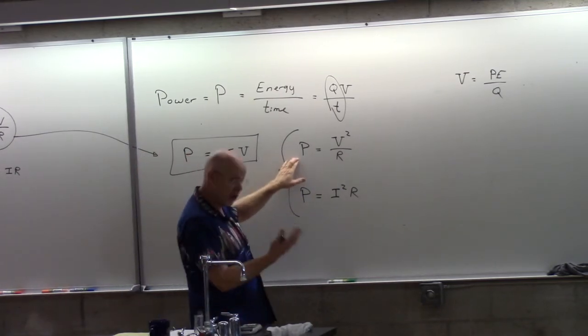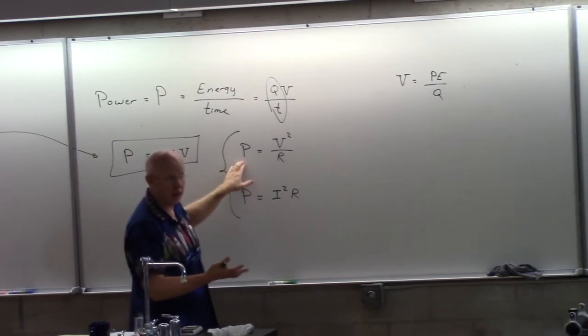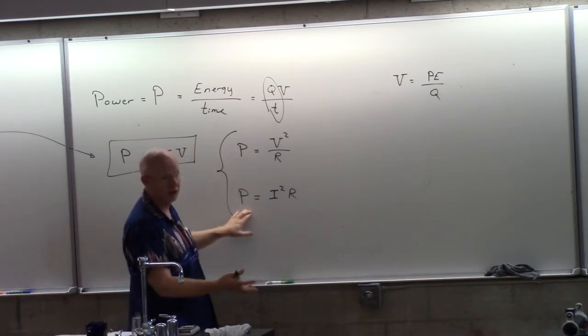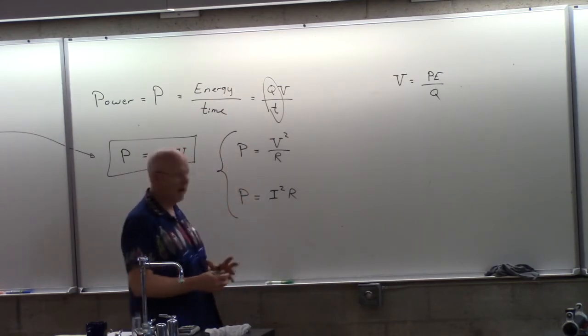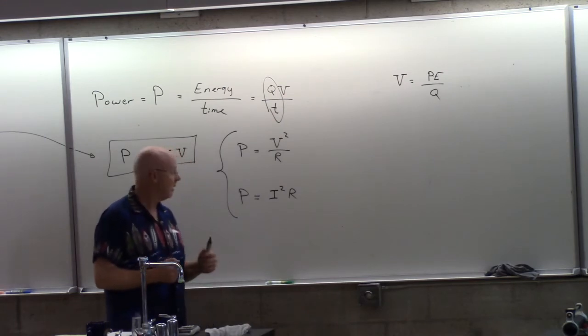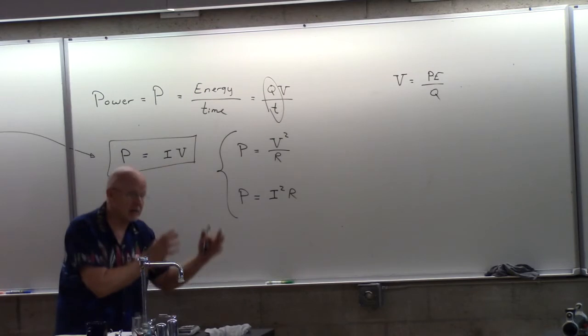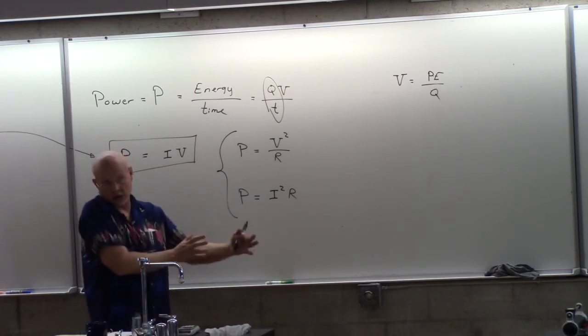This one does not have current in it. So again, this is probably the way to go if they're not asking for current and they're not giving me the current. And this doesn't have voltage. So oftentimes, which equation to use works best when we focus on what is not there and what they are not looking for.